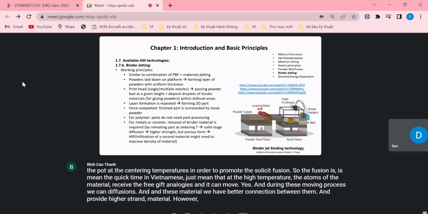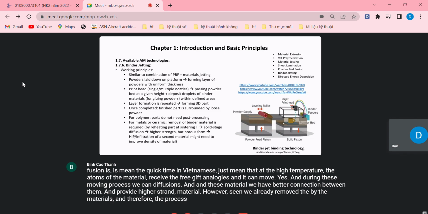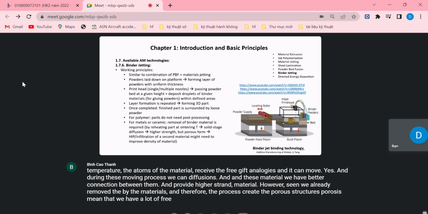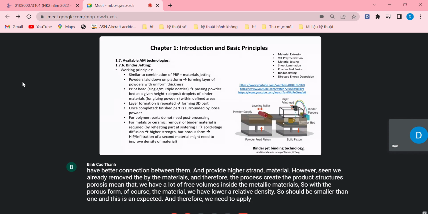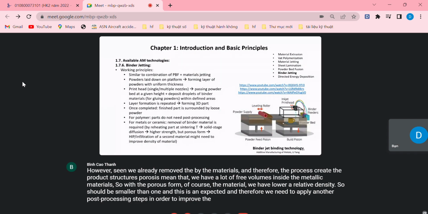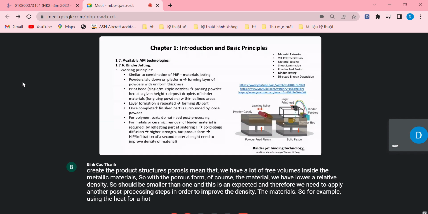However, since we already removed the binder material, the process creates porous structures. Porous means that we have a lot of free volume inside the metallic materials. So with the porous form, of course, the material will have lower relative density, which should be smaller than 1. And this is unexpected. Therefore, we need to apply another post-processing step in order to improve the density of the materials. For example, using HIP, which stands for hot isostatic pressing.